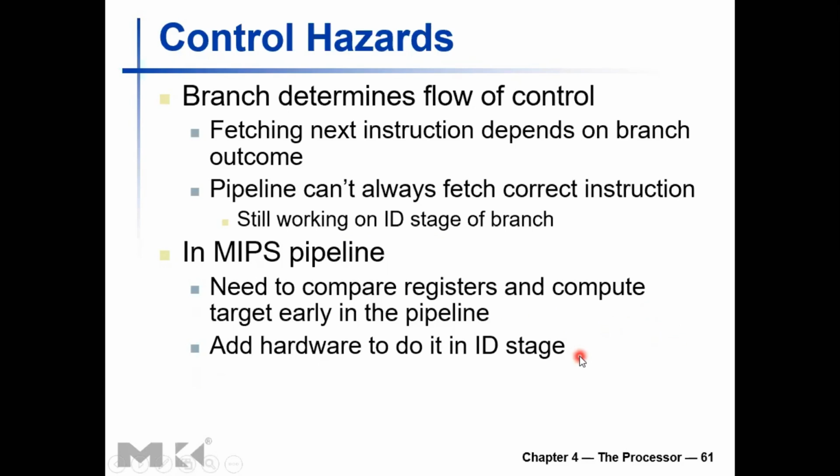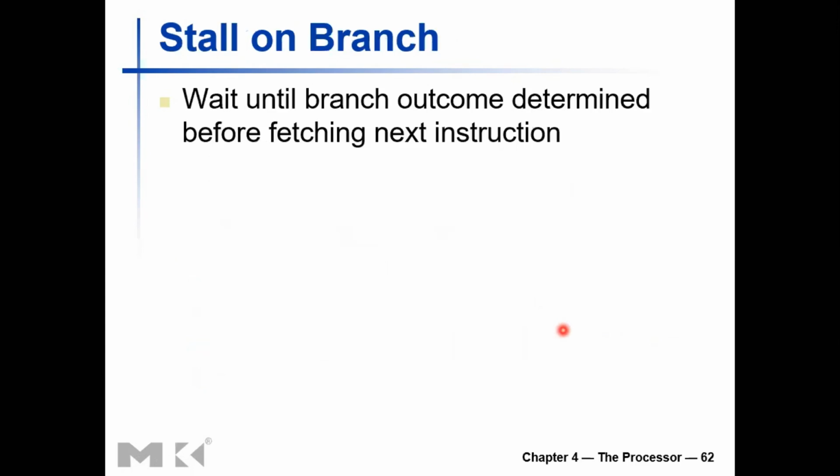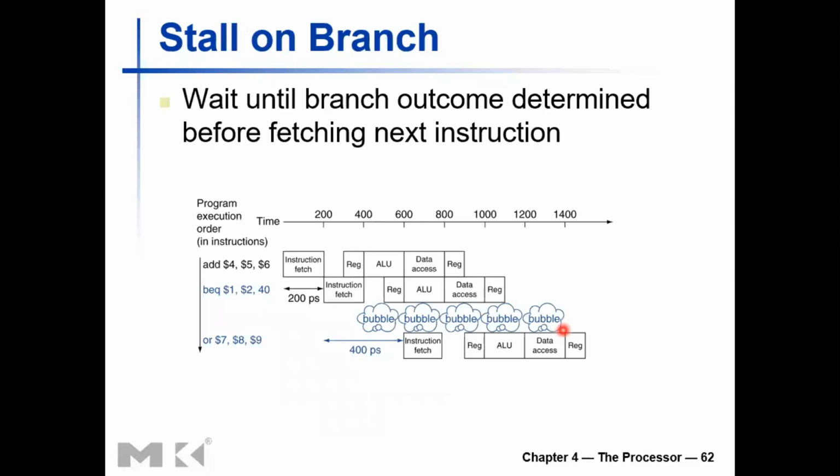If it's a BEQ instruction, decide whether the two operands were equal early without having to wait until the execution stage. We will get it done in the instruction decode stage by using separate hardware, only for the branch computations. So let's have an example.